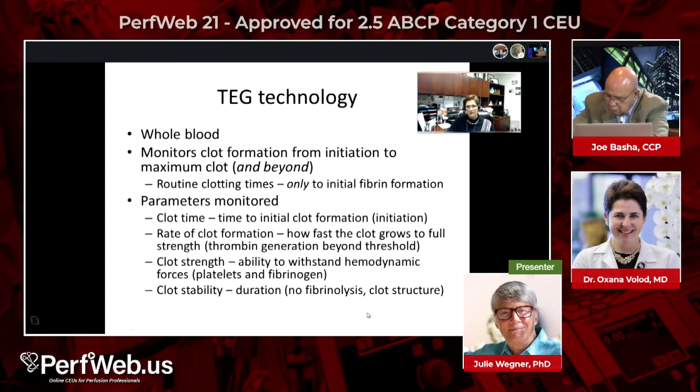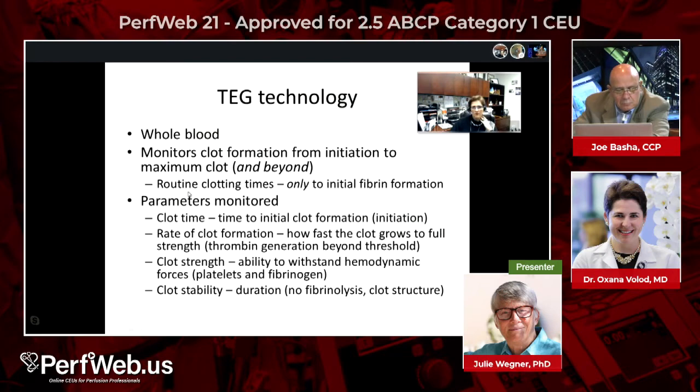Okay. So a TEG technology, again, for those not familiar with it, you use whole blood. You can either use it straight from the patient right into the cup and pin situation and monitor it, or you can citrate the blood, send it to the lab, and then have it reconstituted in the lab so you can still monitor the TEG. It monitors clot formation from the time it's initiated to the final clot, the maximum strength of the clot. And then if there's fibrinolysis, you can actually see that. That's what I mean by and beyond.